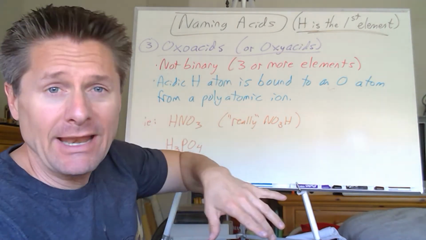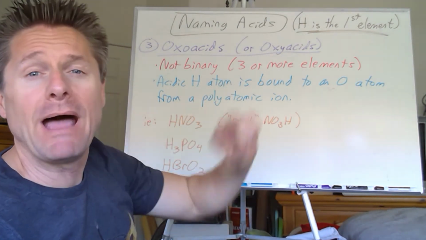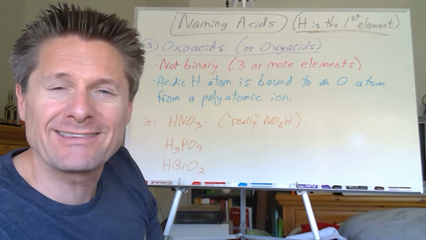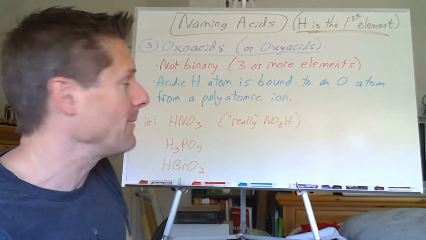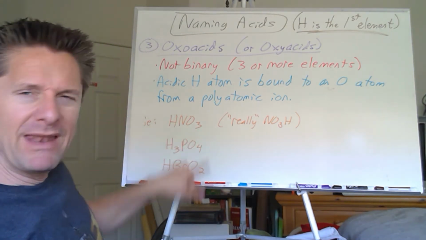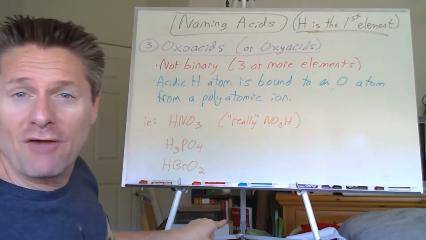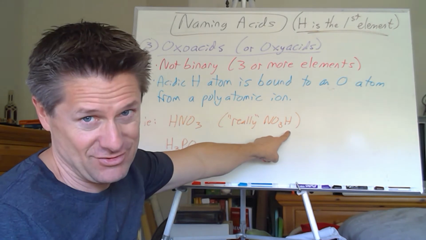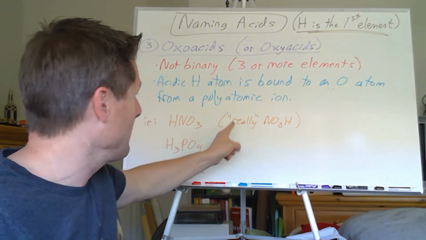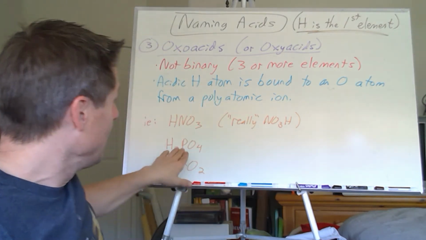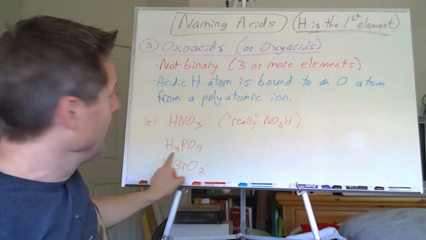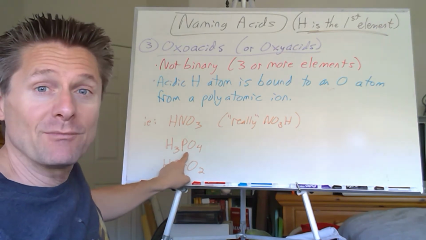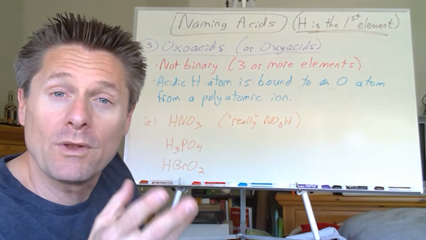Again, these are not binary because the acidic hydrogen is bound to an oxygen atom from a polyatomic ion. That's why they're called oxo or oxy acids. The hydrogen's bound to the oxygen atom, and that makes it acidic. But as general chemists, we like to write the hydrogen out front so we can identify the acid. Really, we should write NO3H. An organic chemist would connect the hydrogen to one of the oxygens. Same with H3PO4. Those hydrogens are not bound to the phosphorus. There are 4 oxygen atoms; 3 of them will have hydrogens on them and 1 will not.